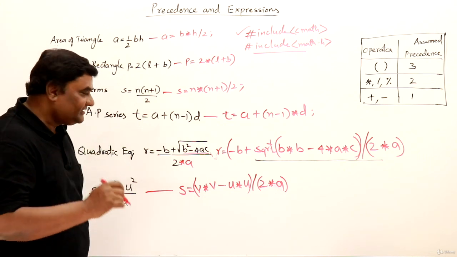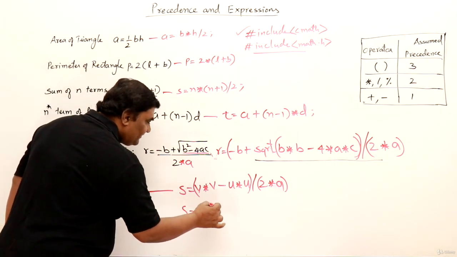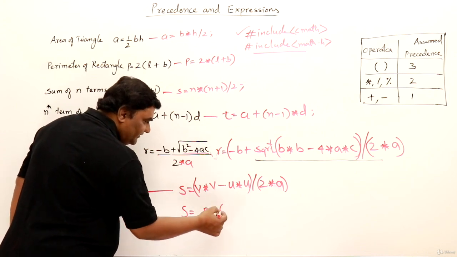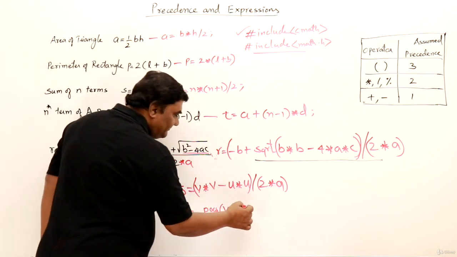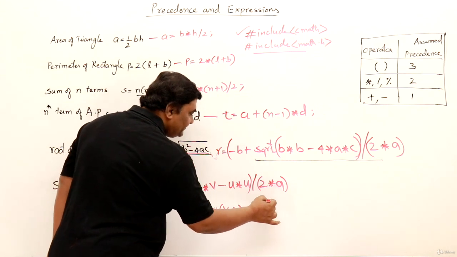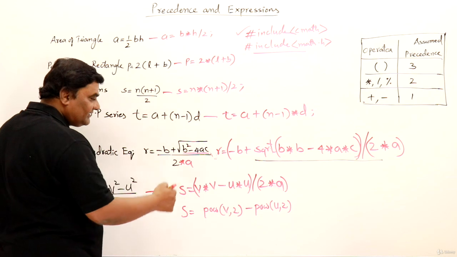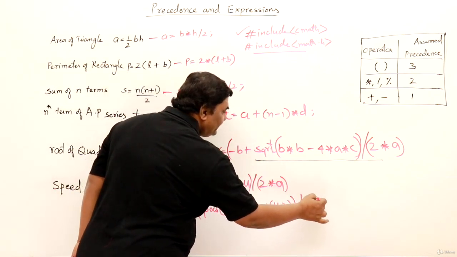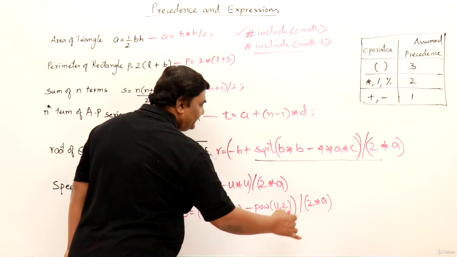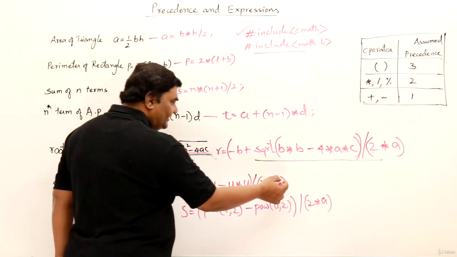The next one more method we have. I told you that we can use the power function. So use the power function. pow is the function. v comma 2, this is v square, minus power function u comma 2, this is u square. Then this whole thing should be divided by 2 as well as a multiplied with it. So that should be in brackets. So this is how you can write the formulas.